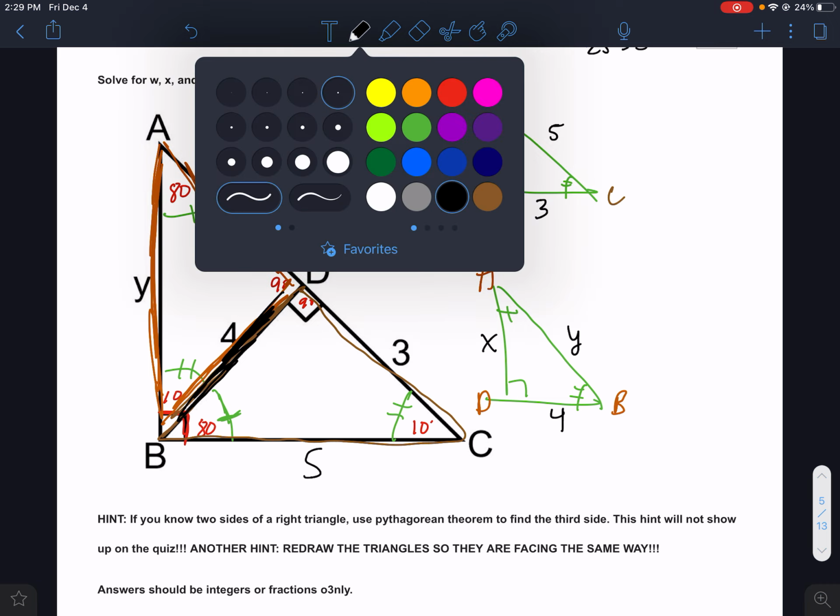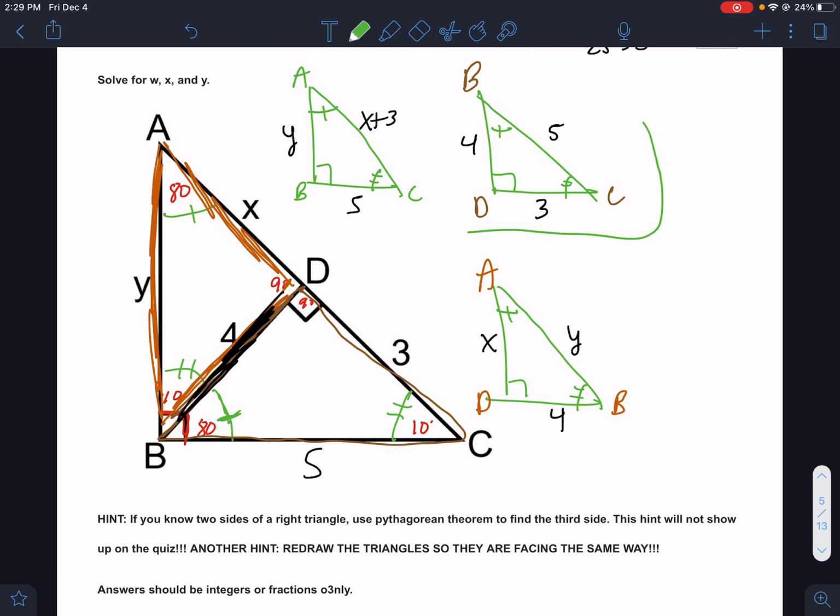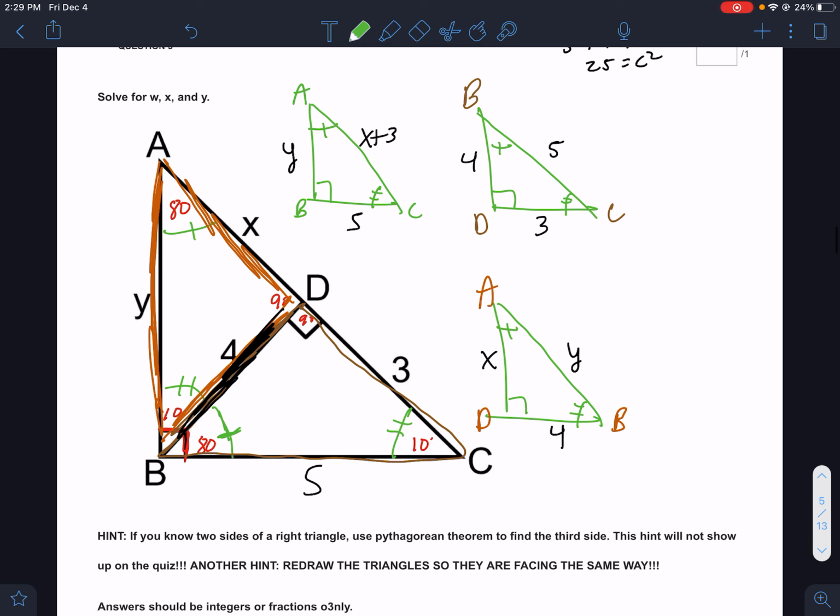Here's the deal. We know all 3 sides of this middle triangle. So I'm just going to keep referring to that. We need to solve for X and Y. And I can do it. I don't even need that first triangle. I can do it based solely on these 2 triangles. Because I have a complete set here of 3 and 4.